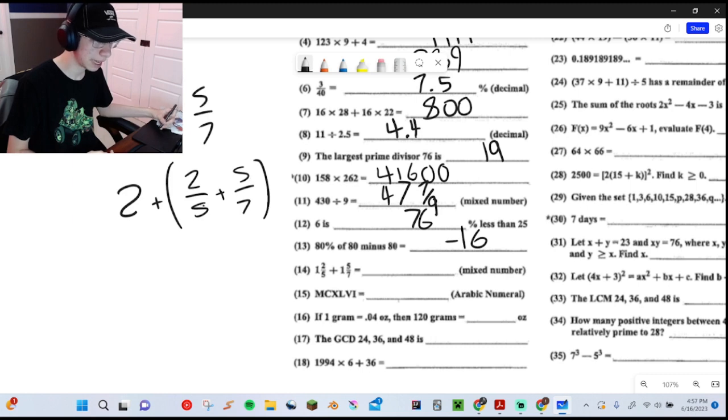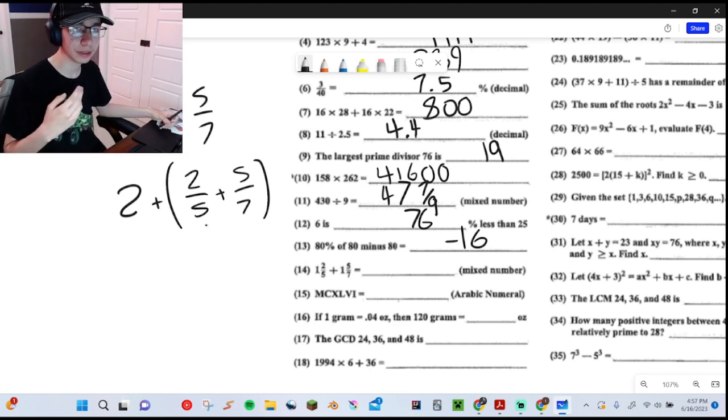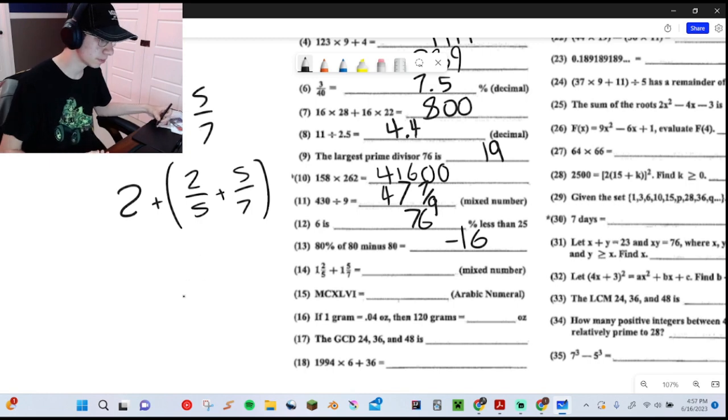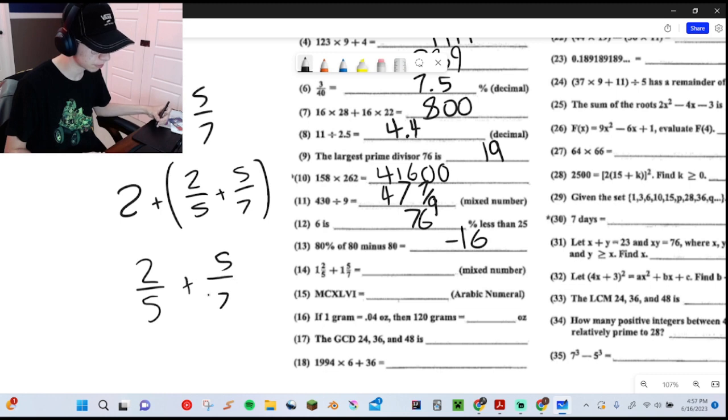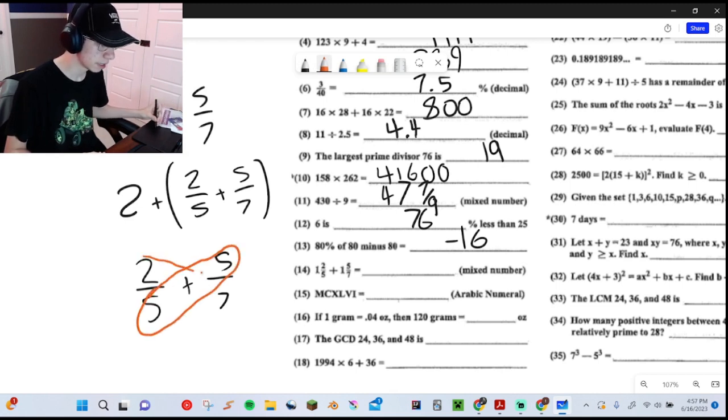I can't easily turn the 5 into a denominator 7, or vice versa. And when you can't do that, it's best to use the butterfly strategy. So how does the butterfly strategy work? Well, I'm just going to add the product of this cross right here and this cross right here.